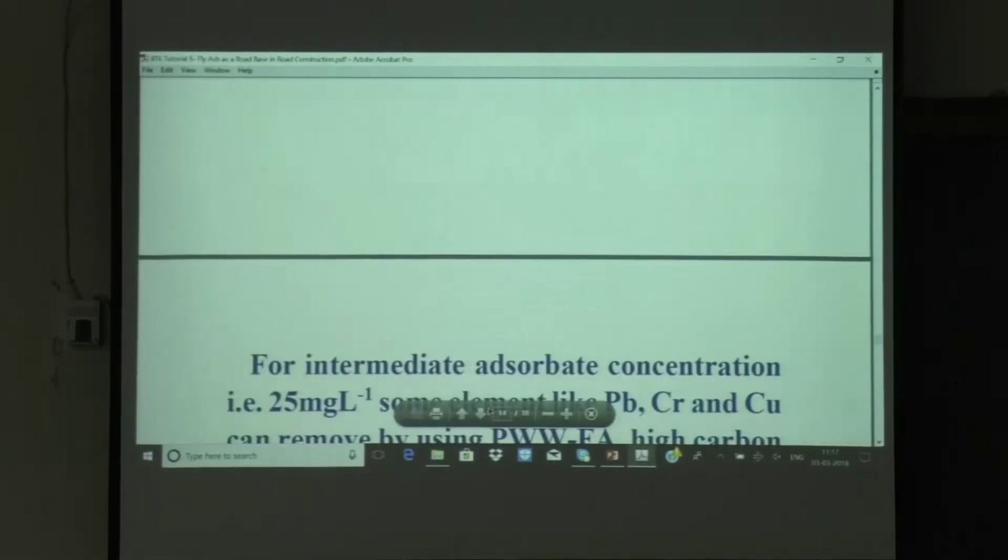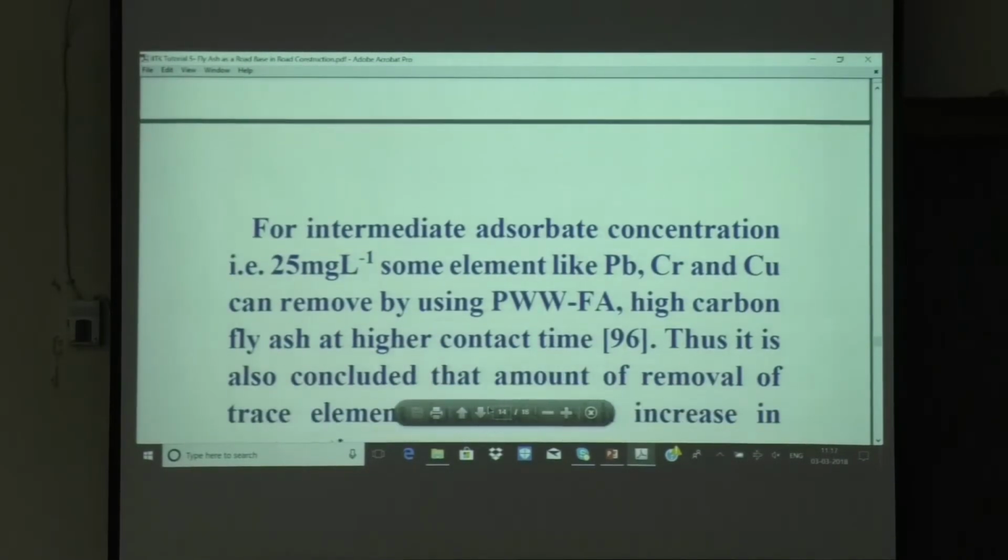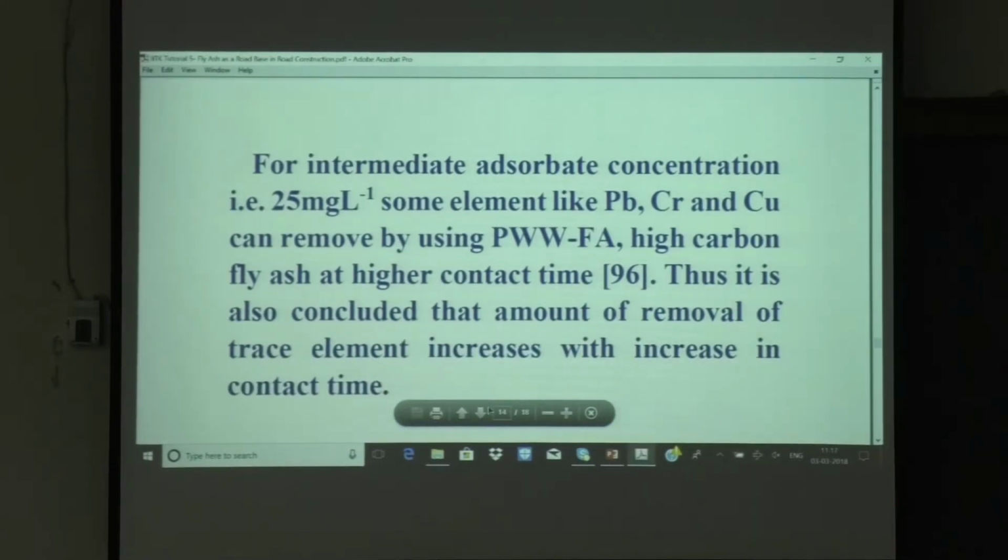So these things show that depending on the fly ash, you can use it, but depending on the type of the contamination concentration, you have to select the combination of fly ash and also more time, because dissolution and removal and deposition is always a function of time, unless you increase the temperature. But if you increase the temperature, that might affect other things, and also it will be very costly.